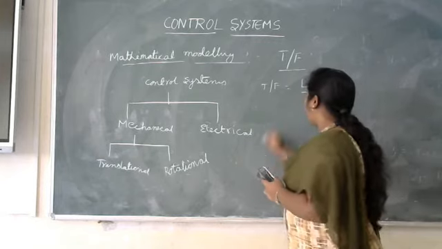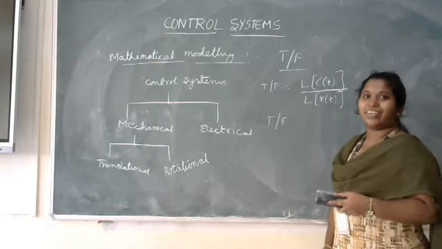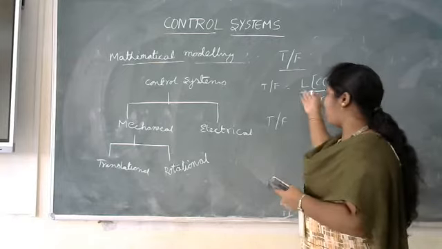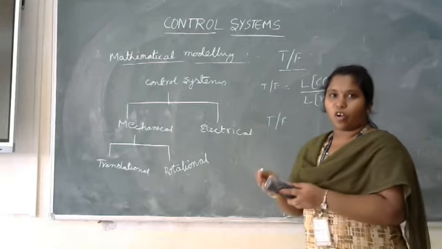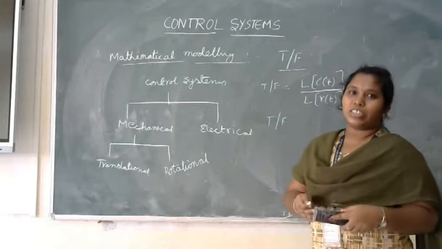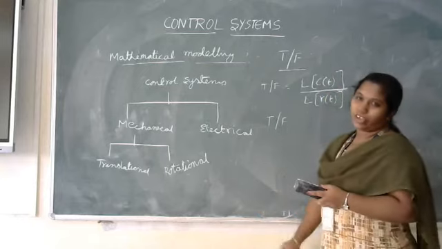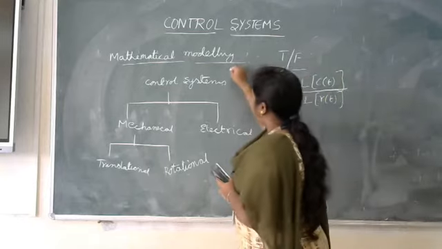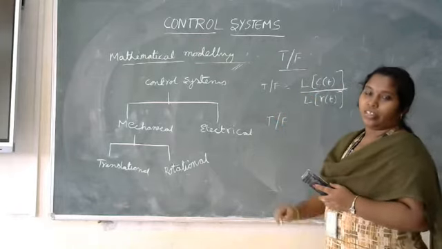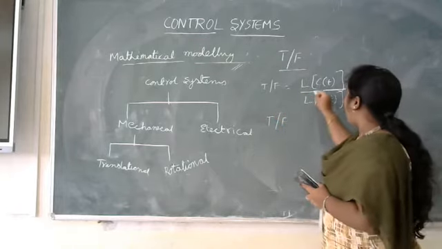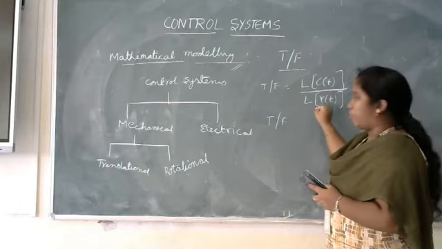From this equation, we can derive the transfer function. We can define the transfer function as the ratio of the Laplace transform of the output signal to the Laplace transform of the input signal. That means to determine the mathematical modeling, we require the transfer function. The transfer function is defined as the ratio of output response to input signal.